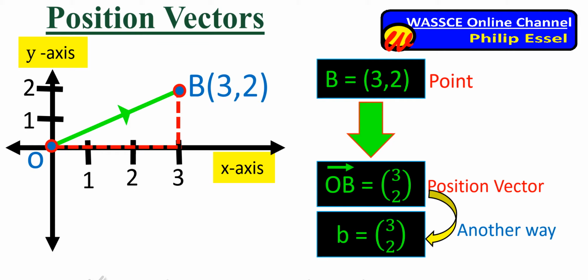What this means is that the position vector OK can be represented by the small letter k, and the position vector OA can be represented by the small letter a. The position vector OM can be represented by the small letter m. So we'll be looking at a few examples.